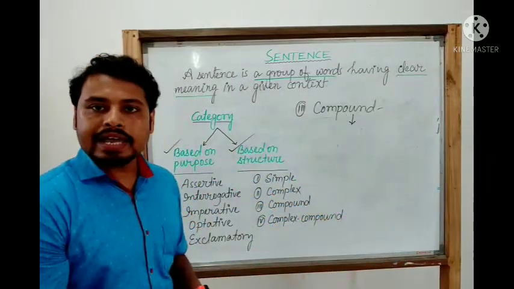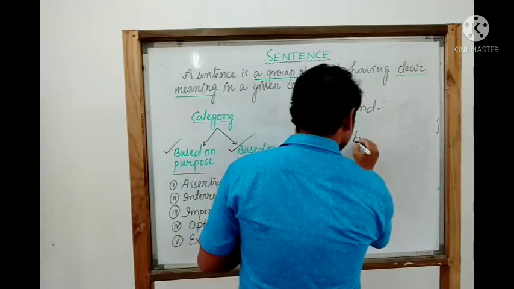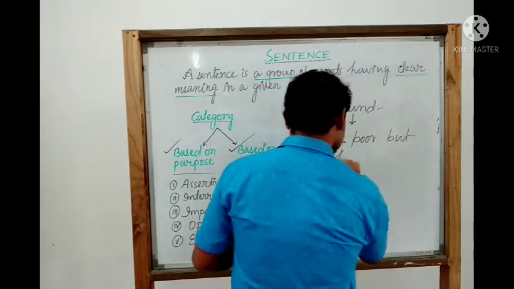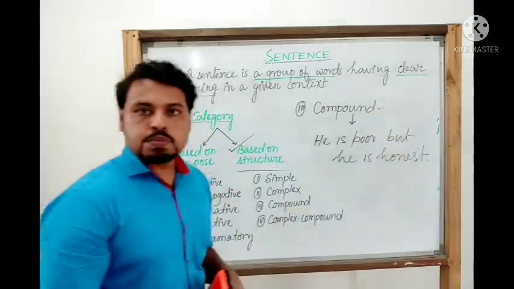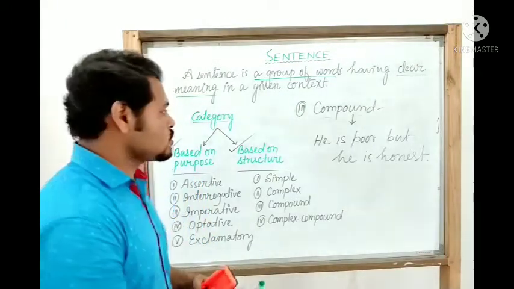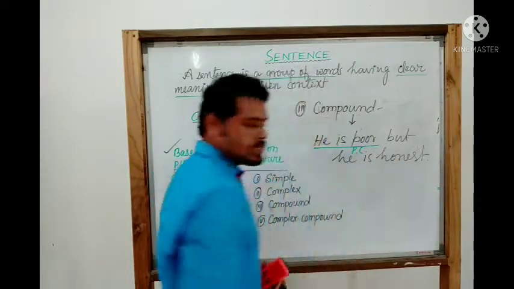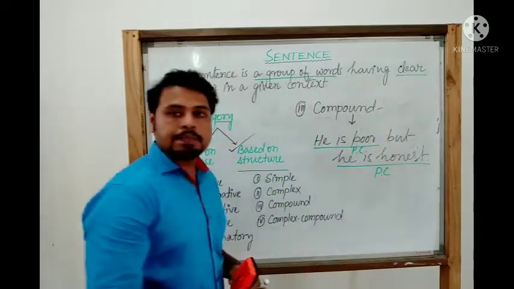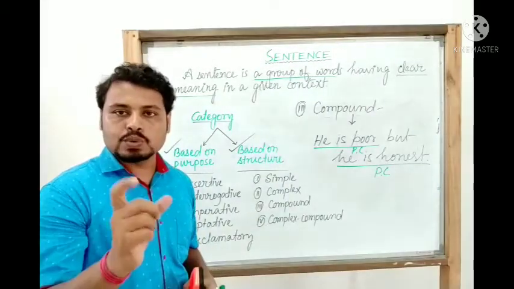If we try to write like this: He is poor, but he is honest. He is poor, but he is honest. So, he is poor. That one is a principal clause. And he is honest. That is also a principal clause. So these two principal clauses are clubbed together.